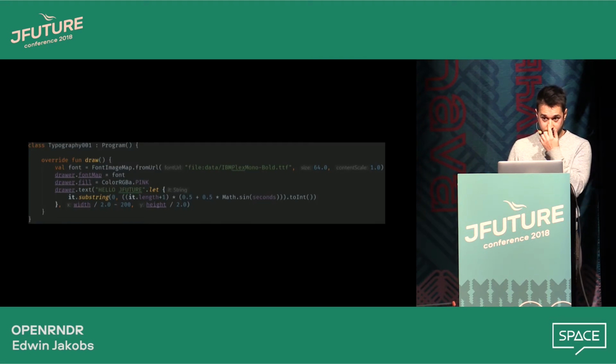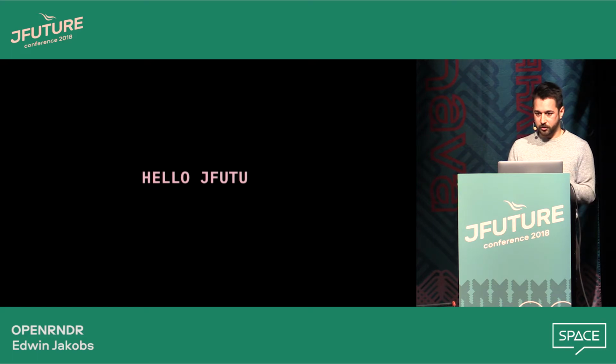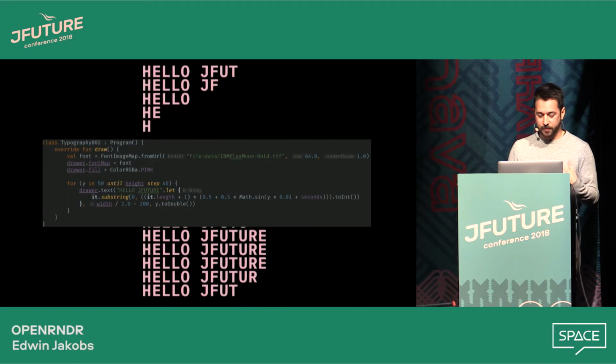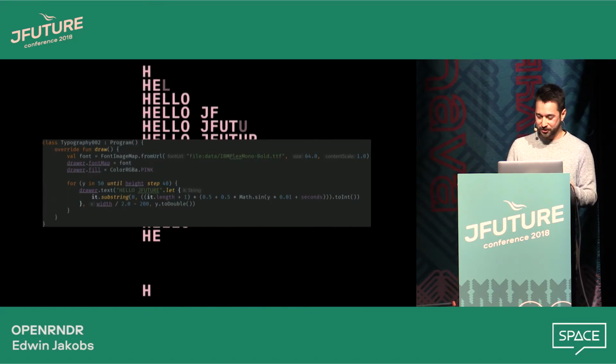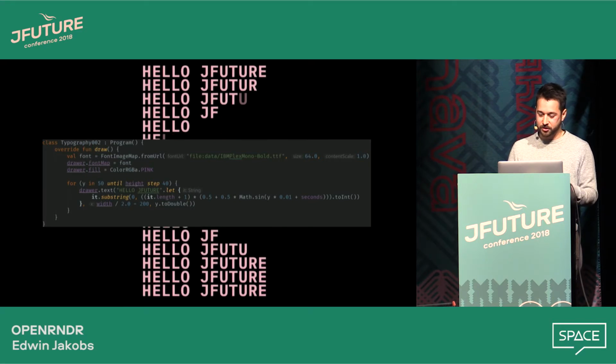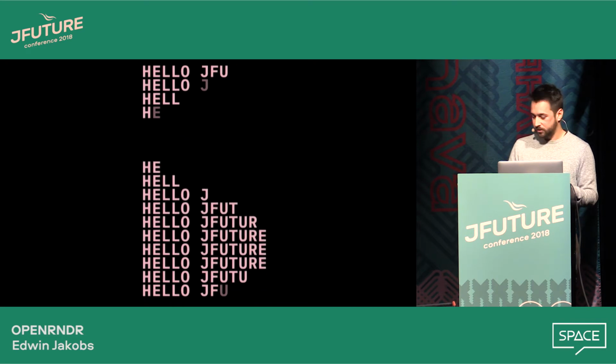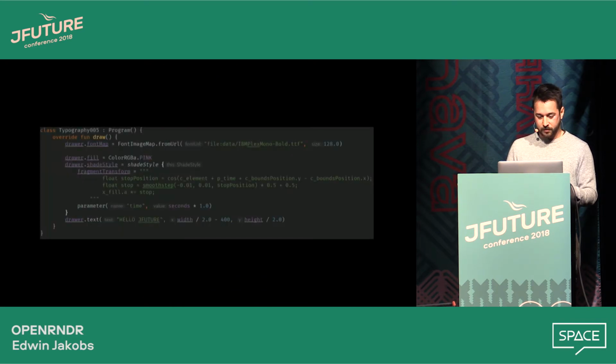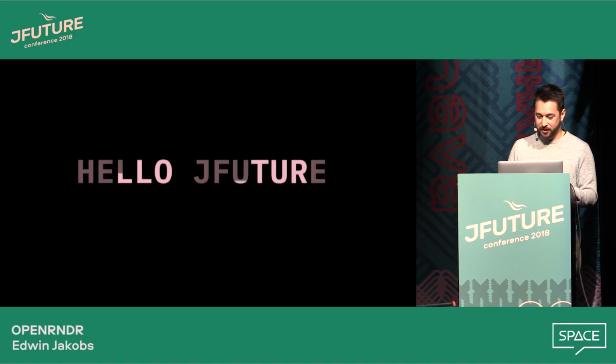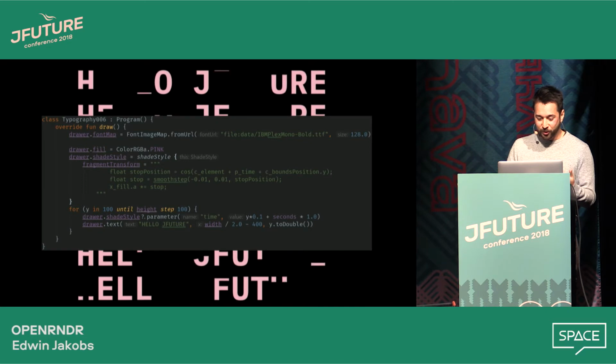Then there's a lot of work done on rendering type. So here we have a very simple type effect. We can make that, again, more complex by drawing more of the same thing and slightly changing the offsets of the effect used. Then we can combine the typography with the shade styles again to make this stepping effect. And we can make that more complex.